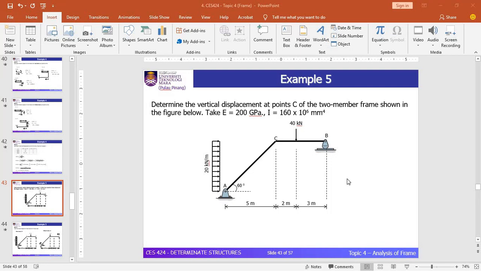Okay, let's continue the lecture. So this is another example that I'm going to demonstrate for the virtual method in the frame.